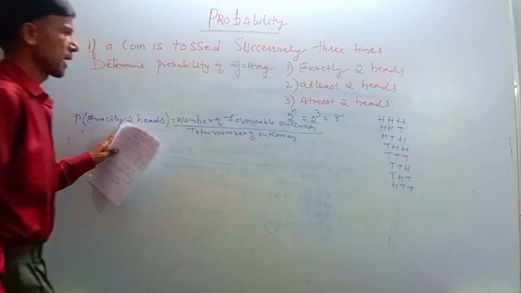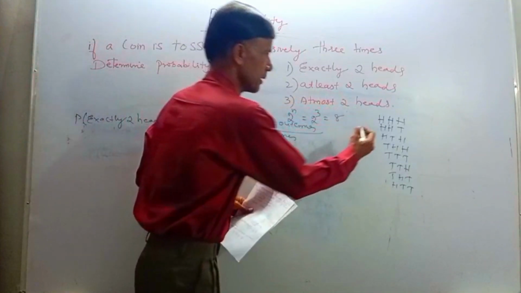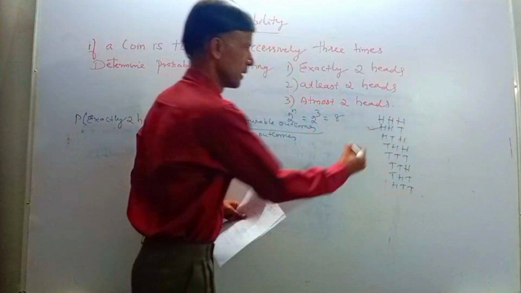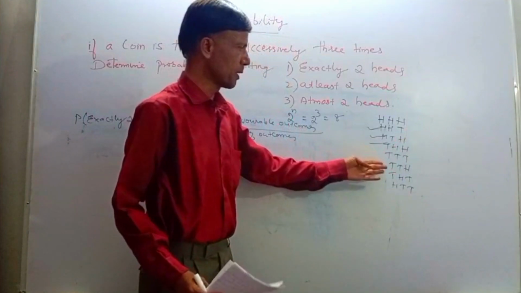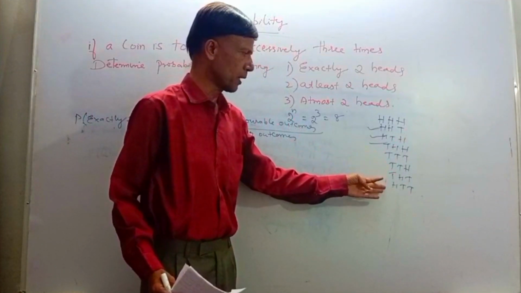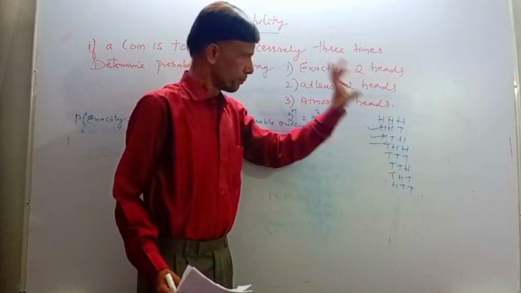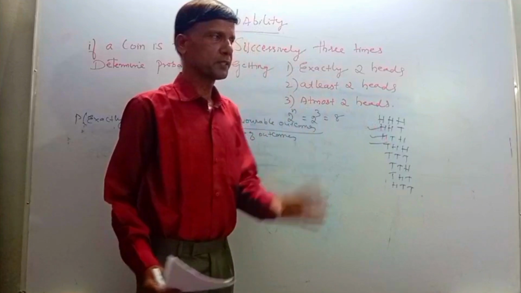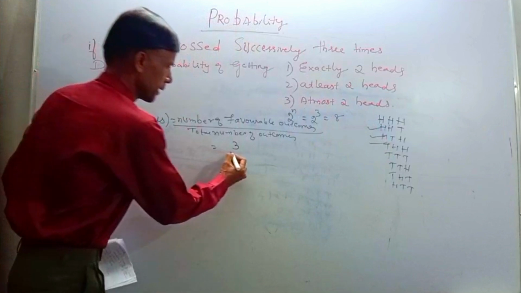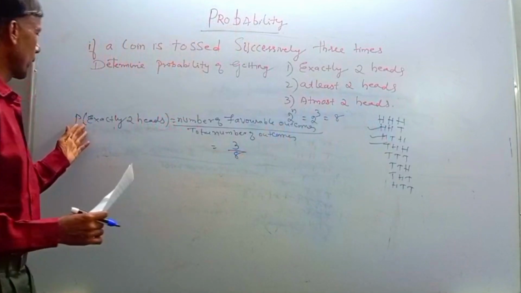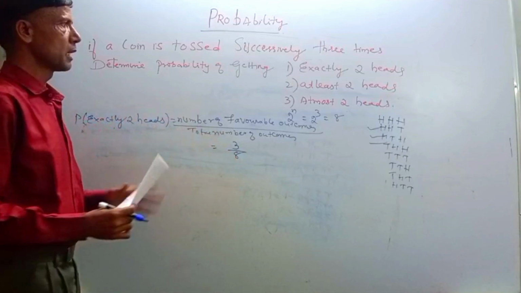So what is being asked? Exactly 2 heads. In the possible outcomes, see where exactly 2 heads are coming. Here exactly 2 heads, here exactly 2 heads, here exactly 2 heads. Here 3 tails are coming, here 1 head is coming, here 1 head, here 1 head, and here 3 heads are coming. So we are left with 3 where exactly 2 heads are coming. The number of favorable outcomes is 3, the total number of outcomes is 8. So the probability of getting exactly 2 heads is 3 by 8.